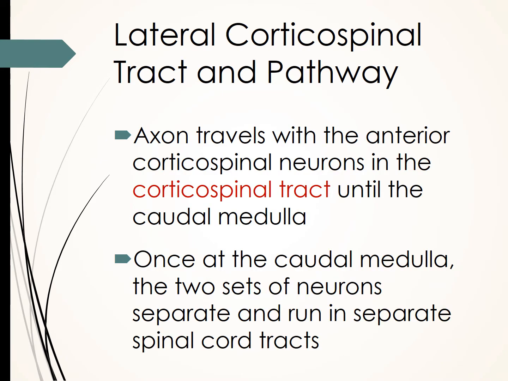The axons of the neurons for the lateral corticospinal tract travel from the cerebrum through the brainstem with the neurons of the anterior corticospinal tract. Together, this is known as the corticospinal tract until we get down to the caudal medulla. So when labeling diagrams, if you're in the cerebrum or the medulla, you should be labeling it the corticospinal tract. It is neither anterior or lateral until we get into the spinal cord. Once at the caudal medulla, the two sets of neurons are going to separate from each other and run in separate spinal cord tracts. And it's at this point that we have a true lateral corticospinal tract and an anterior corticospinal tract.